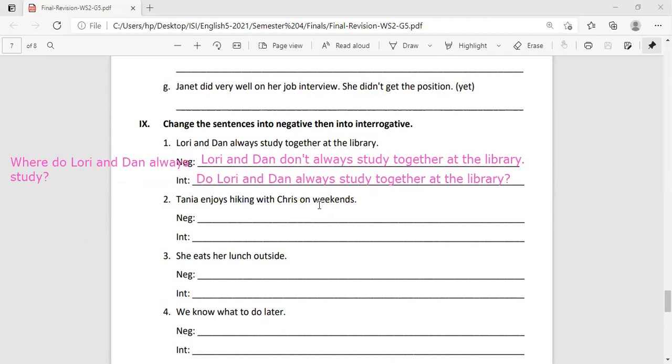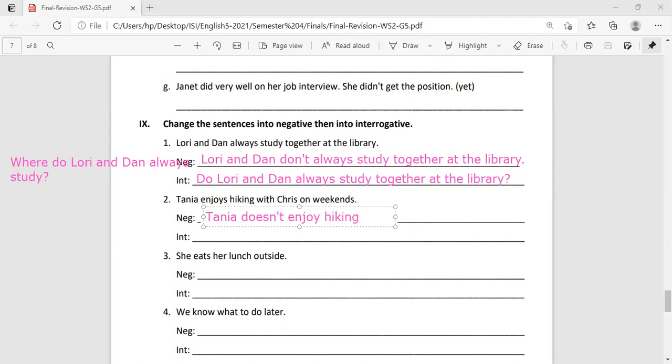Tanya enjoys hiking with Chris on weekends. Tanya doesn't enjoy hiking with Chris on the weekend. Excellent. Tanya is singular. So it must take does not. And when I use does not, I have to remove the S from the verb. So Tanya does not, or doesn't, enjoy hiking with Chris on weekends.